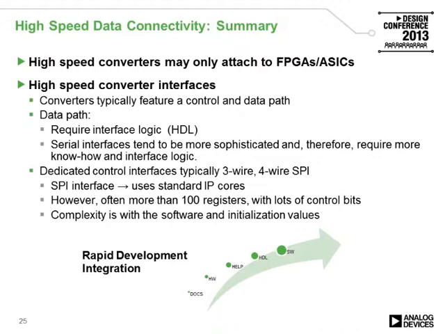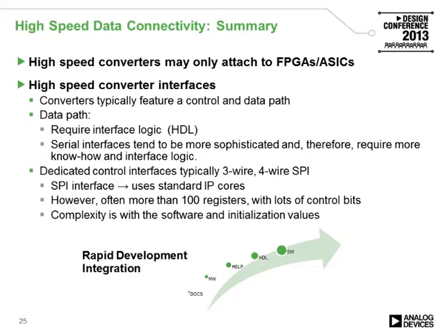Let's do a quick summary. High-speed converters only attach to FPGAs and ASICs. Converters typically feature control and data path. The data path requires FPGA HDL interface logic. High-speed serial interfaces tend to be more sophisticated and therefore require even more know-how and logic.